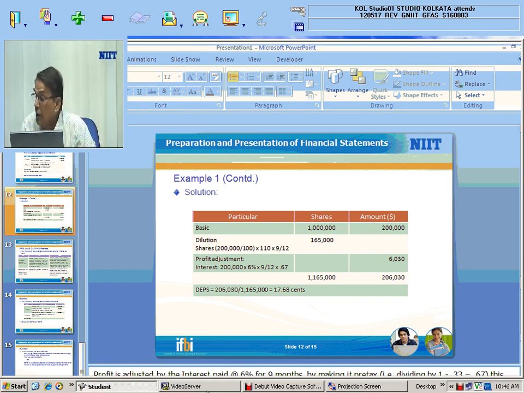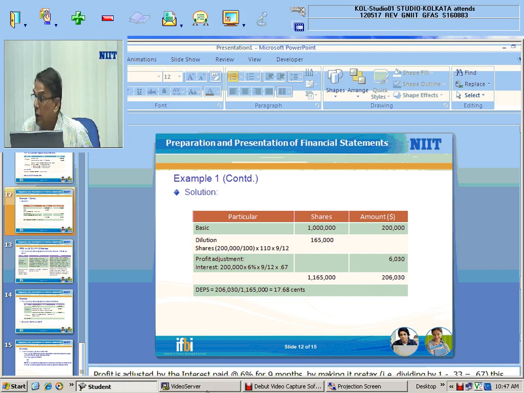But these convertible debt instruments are issued on what date? They are issued on 31st March. So what will be the time weighting factor? One quarter, that is 3 months, is already over, so the time weighting factor that will apply is 9 by 12. So 200,000 divided by 100, because for each $100 of convertible debt, 110 shares are going to be issued. So 200,000 divided by 100 into 110 into the time weighting factor 9 by 12. That gives us the dilution effect on the number of diluted shares as 165,000.